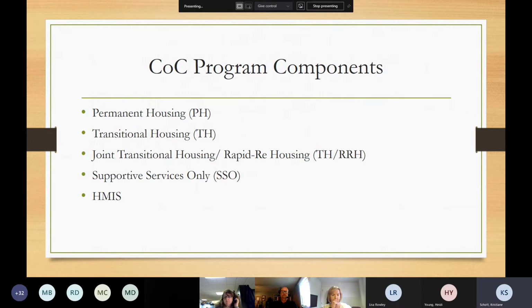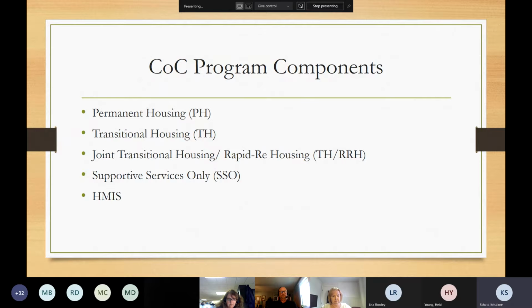So there are several different types of continuum of care projects. Under the interim rule, funds can be used to support eligible activities under 5 components, or as I like to call them, buckets of funding. These include permanent housing, transitional housing, joint transitional housing or rapid rehousing, which we call THRRH, supportive services only, and HMIS.